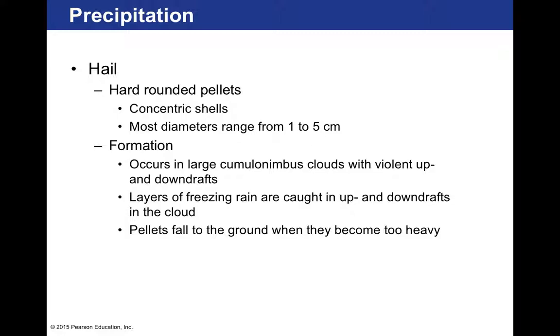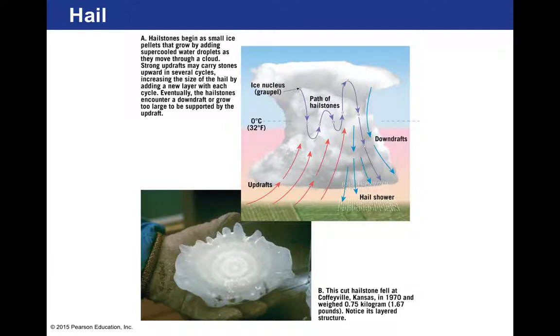We have hail. So hail is different than sleet. Hail are hard, rounded pellets with concentric shells, and these range in diameter from 1 to 5 centimeters. And it's interesting how they form. Usually they occur in large cumulonimbus thunderstorm clouds with violent up and down drafts. What happens is a precipitation droplet will fall, and then it'll freeze on its way down, and then an updraft in these cumulonimbus clouds will lift that frozen pellet up into the air, and this process just keeps repeating itself until you get a large round piece of hail that, if you were to cut it in half, you would basically see what looks like tree rings. So it would tell you how many times it was uplifted into the air.